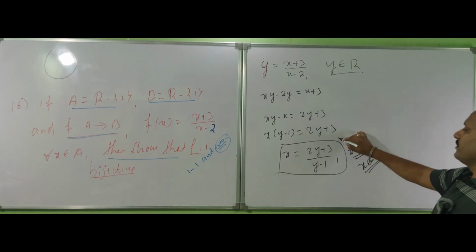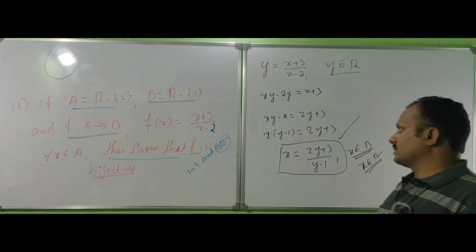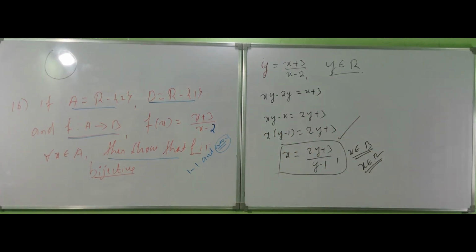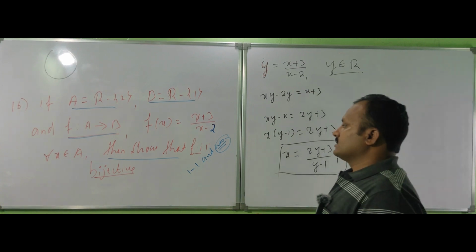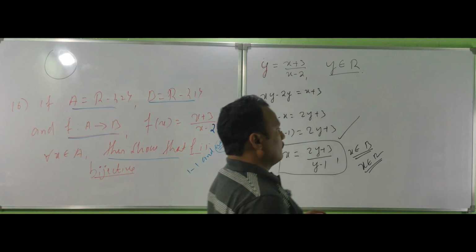That is the formula. So now it's the linear equation, first degree equation. So obviously we can tell this is the onto function. Onto function. Let's check for A.